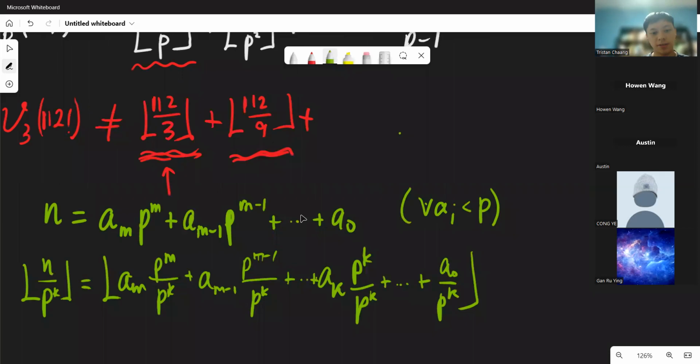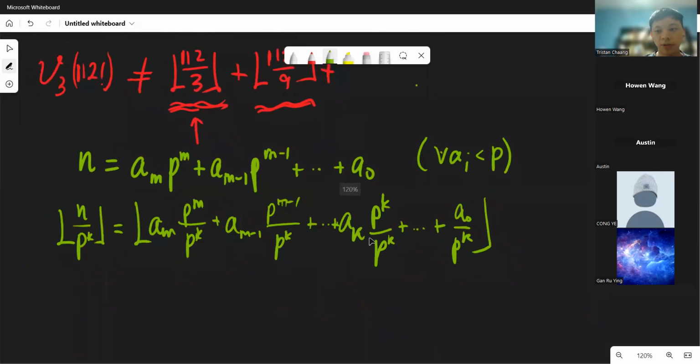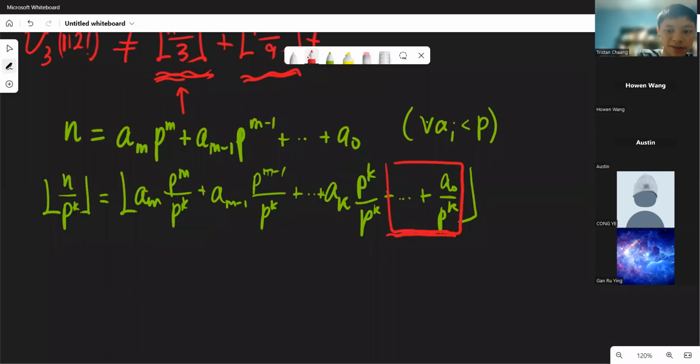So this looks okay. It looks a bit more complicated, but remember, these terms are quite small actually. The terms after the k-th power. In fact, I claim that the sum of all of these terms is less than 1. And that's also a very easy exercise, because you know what the maximum number those a_i can achieve. It's just p minus 1.